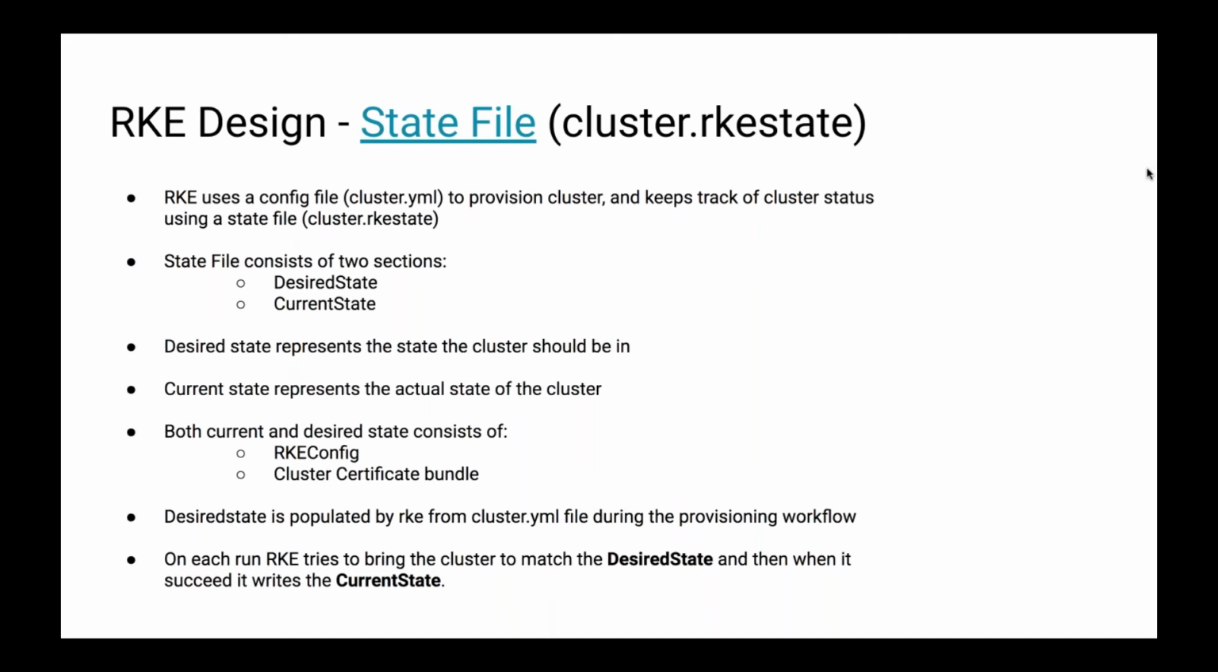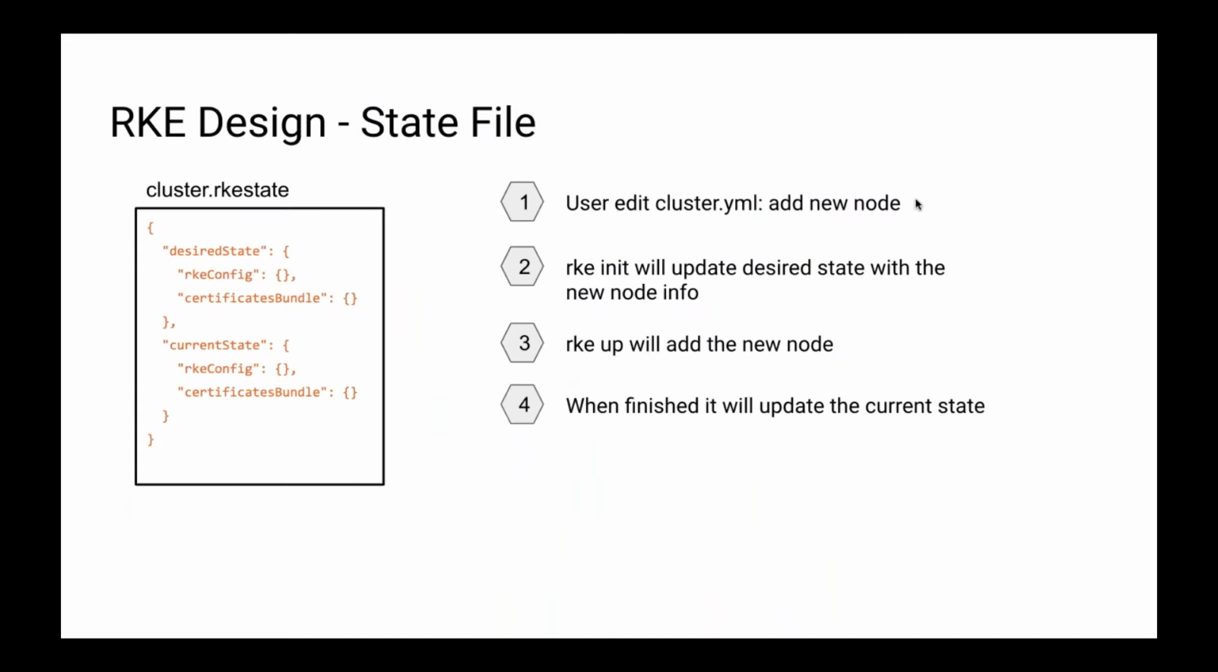Okay, so to recap what we said, we have the cluster state file, which consists of desired state and current state. The desired state consists of RKE config and certificate bundle, and the current state consists of the same thing. So when the user edits the cluster YAML, for example, to add a new node, RKE will update the desired state with this new node info, and when it finishes RKE up, it will update the current state.